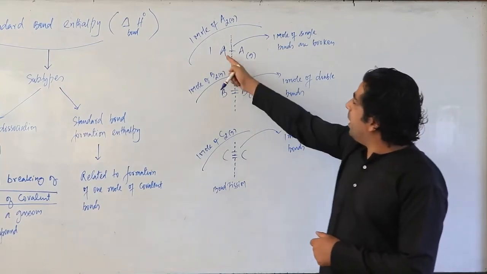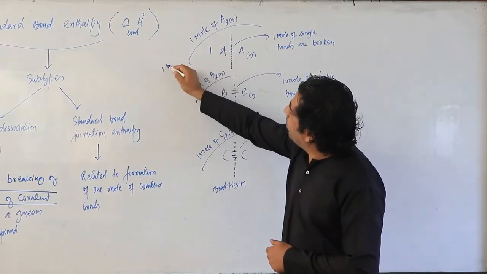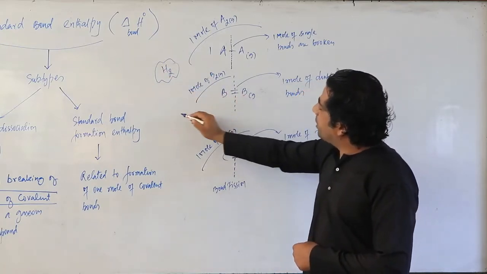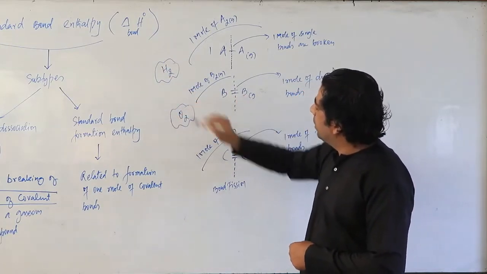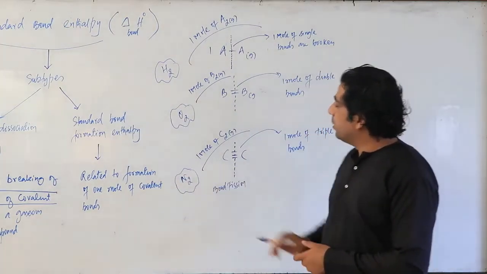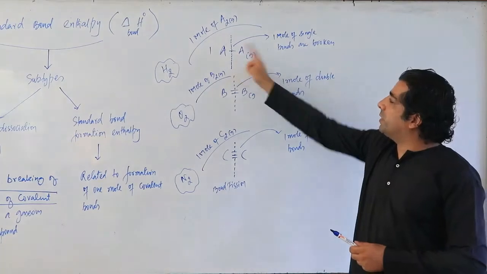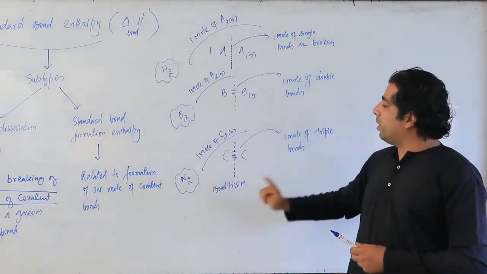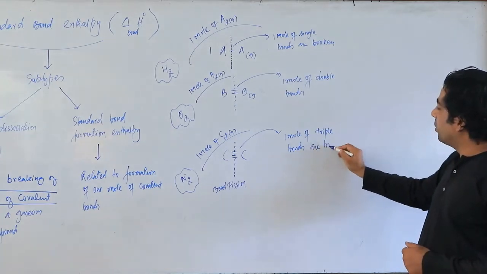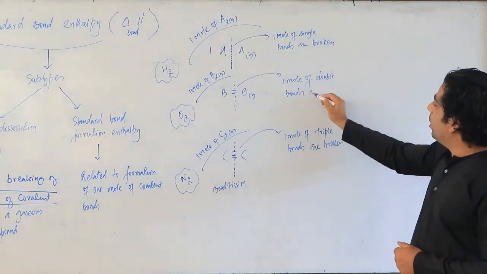In place of this A and A, you can take an example of H2. In place of B and B, you can take an example of O2. In place of C and C, you can take an example of N2. So here you are breaking 1 mole of single bonds, 1 mole of double bonds, and 1 mole of triple bonds. Okay, are broken.